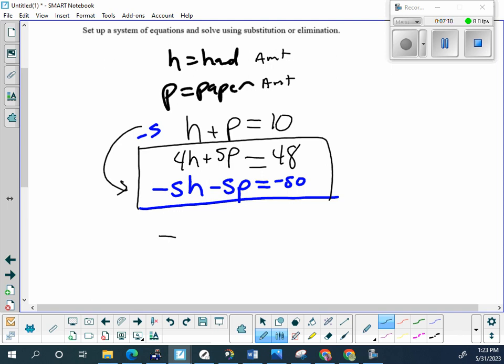So if I do that, I get negative H. These cancel here, and I get equals negative 2. If I multiply both sides by a negative, I get H equals 2. And it's looking for hardcover, so you can stop right there and say they sold two hardcovers.